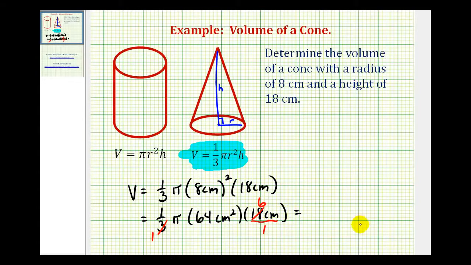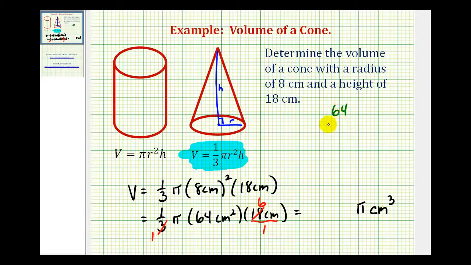Let's take a look at the units first. Notice how we have centimeters squared times centimeters, which would be centimeters cubed, which reminds us that the volume is measured in cubic centimeters. And now we have pi times 64 times 6. Now to find the exact volume, we'll leave pi in our product, so let's go ahead and put the pi here. And now we'll find the product of 64 and 6.